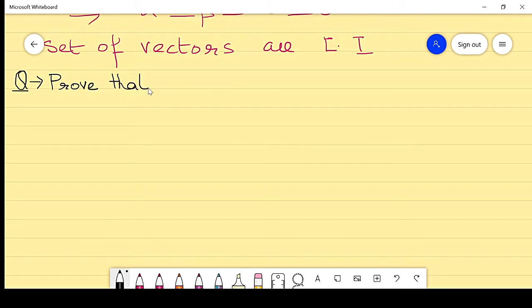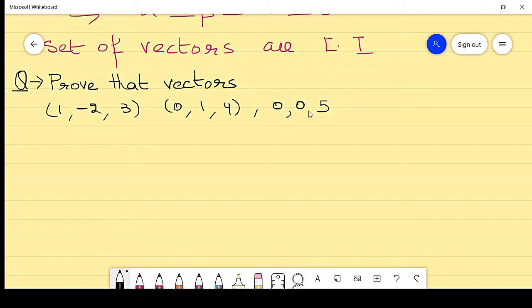Prove that the vectors (1, -2, 3), (1, 0, 1) and (4, 0, 0, 5) are linear independent. That is my question.